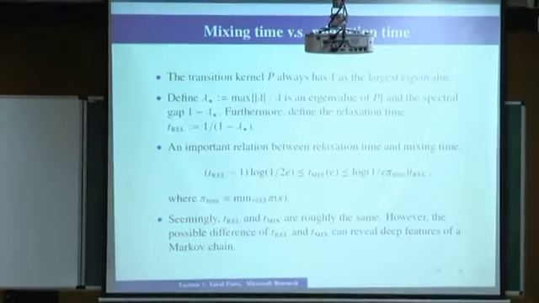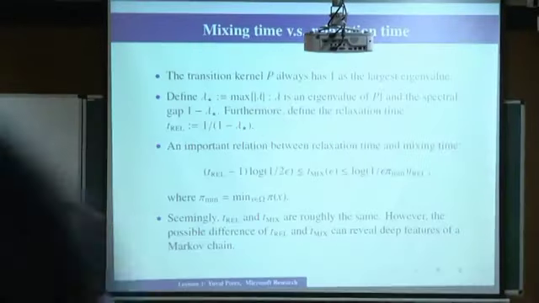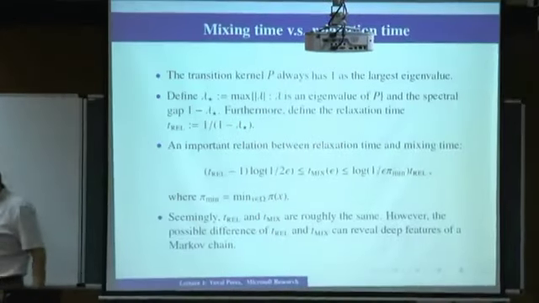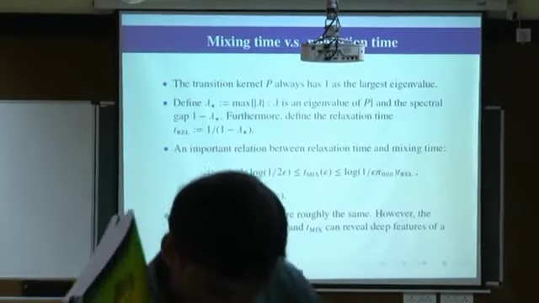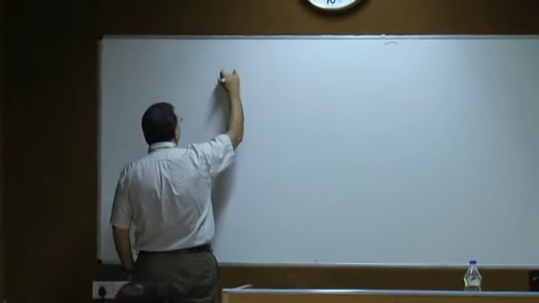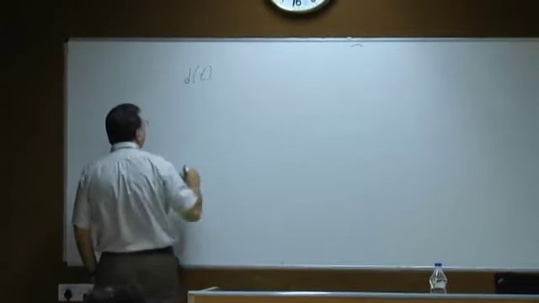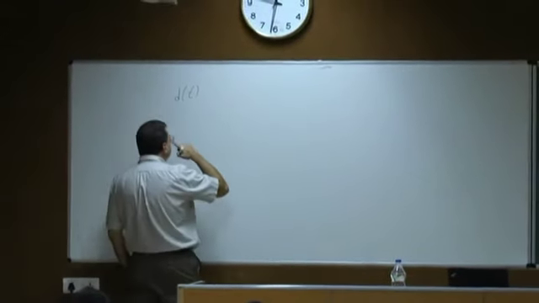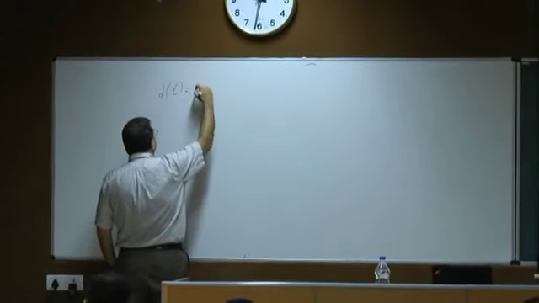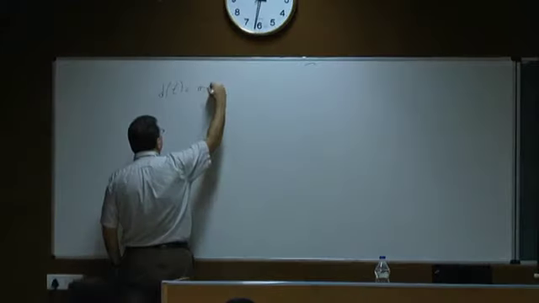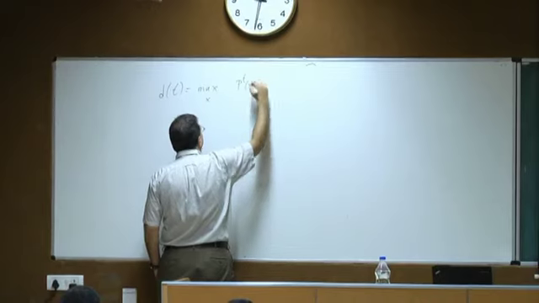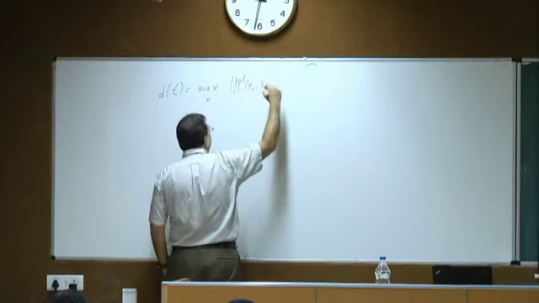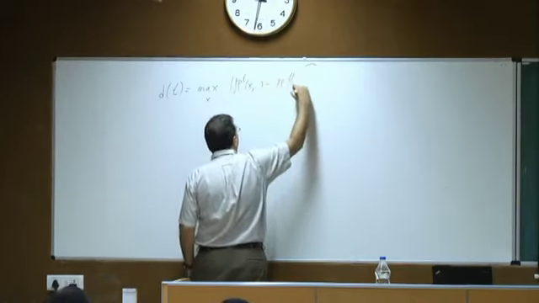I was asked yesterday to give some explanation of this, so let me just quickly start with that. Remember, d of t was the total variation distance, maximized over the starting point, of the distribution at time t minus the stationary distribution.